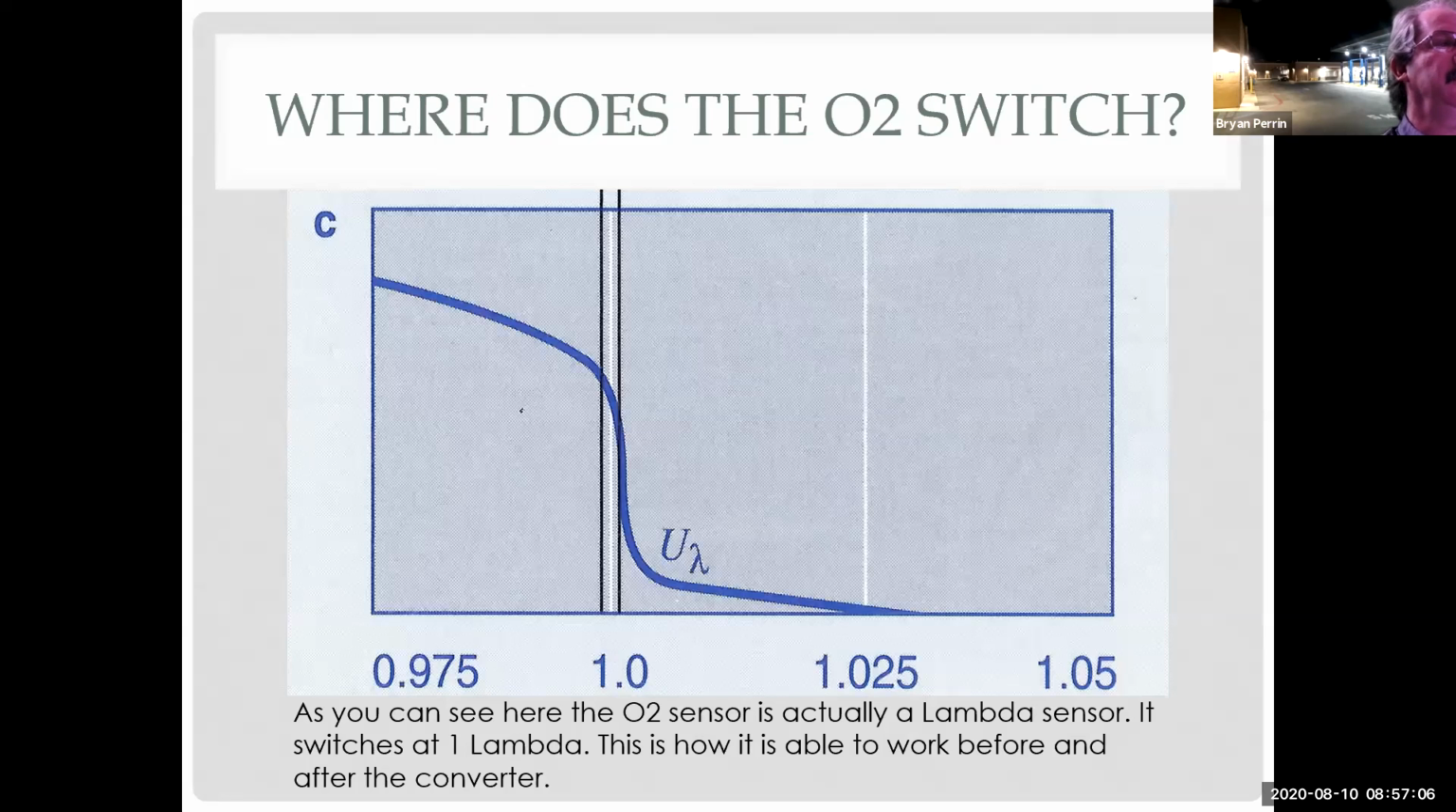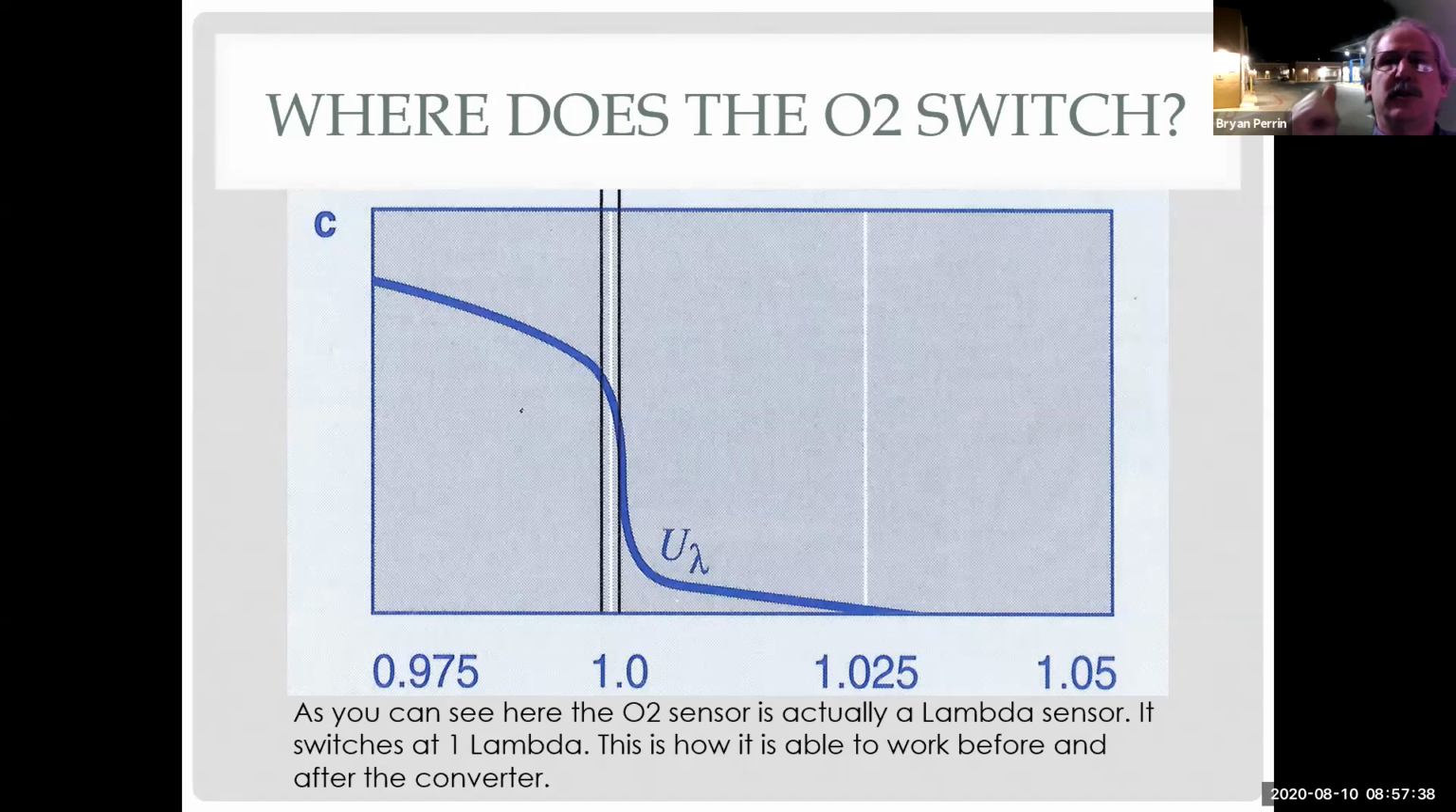So here is my lambda sensor. This is our zirconium oxygen sensor. Here is 1 lambda. This line represents 1.025 lambda. This line represents 0.975 lambda. Now what we can see here is my oxygen sensor voltage goes from low when I'm lean to high when I'm rich very quickly at 1 lambda. So a very, very narrow range.